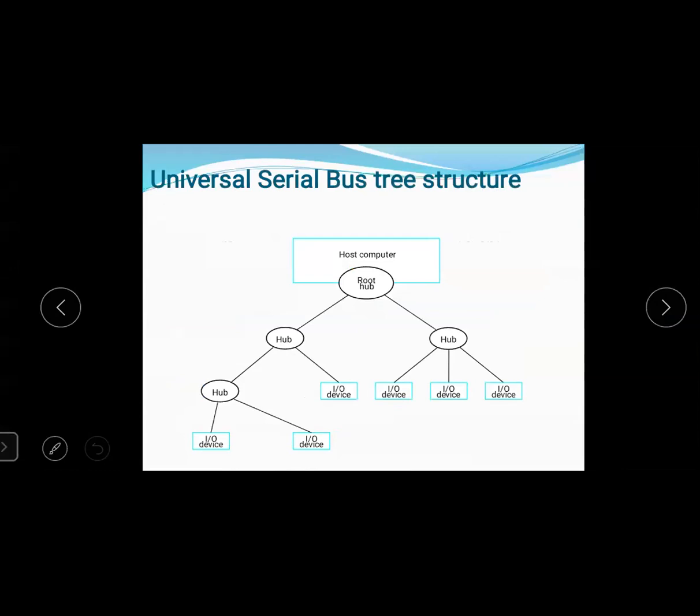This is the host computer. And these are the hubs to connect the IO devices. These two are connected to this hub, and this hub and this IO device are connected to the main root hub. These are the connections.